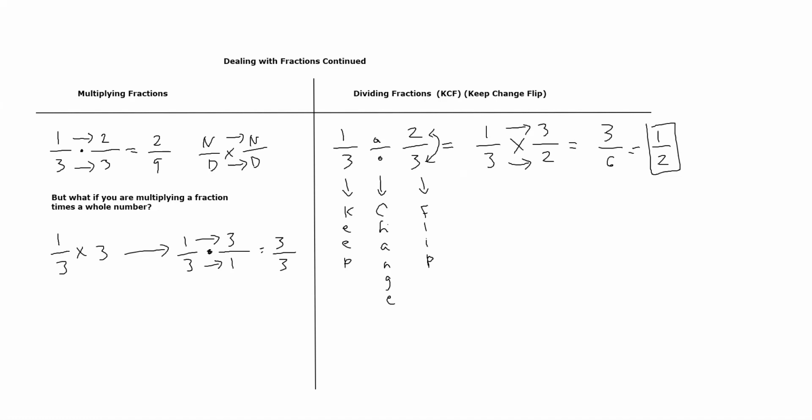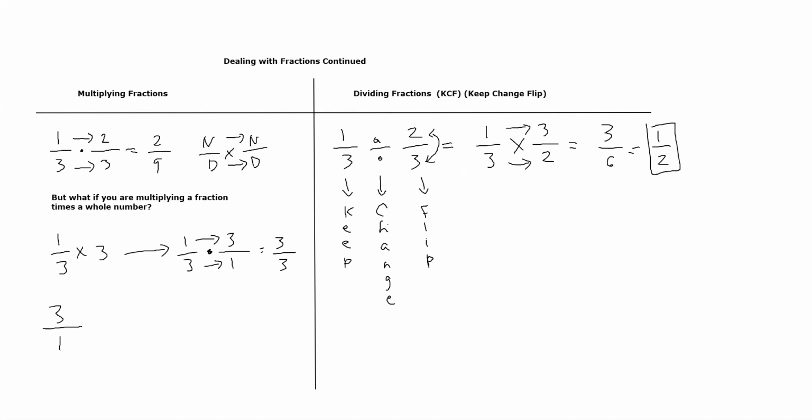A whole number is just like a regular number. And if you want to turn a regular number into a fraction, all you need to do is divide it by 1, because anything divided by 1 is just going to be itself. So I'm not changing that 3 by making it into a fraction. I'm just changing the way it looks by dividing it by 1. So really, it's 1/3 times 3/1.